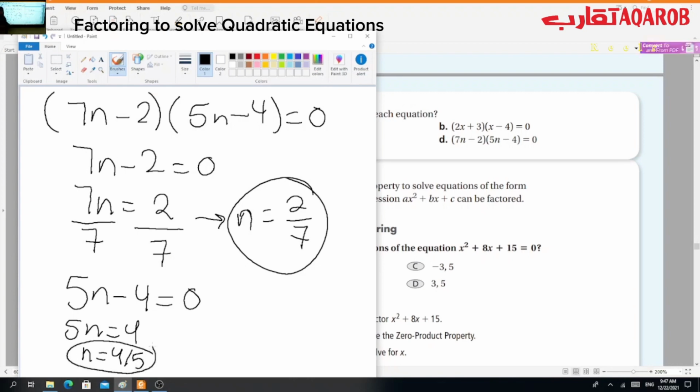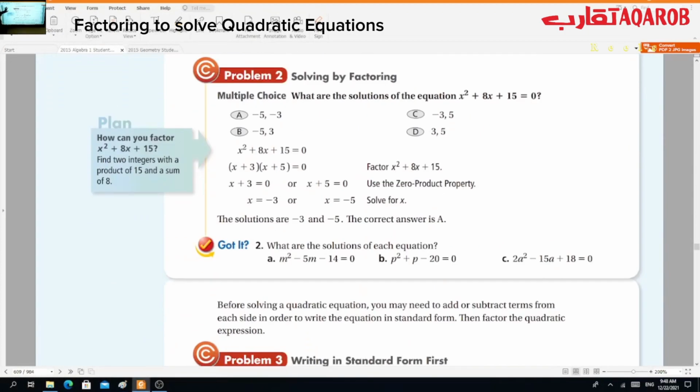How many solutions do I have here? 2 solutions. How can you imagine it? It's good always to use your imagination and visualize it. I have a parabola that intercepts the x-axis in 2 points. One of them is 2 over 7, the other one is 4 over 5. We solved it, okay?